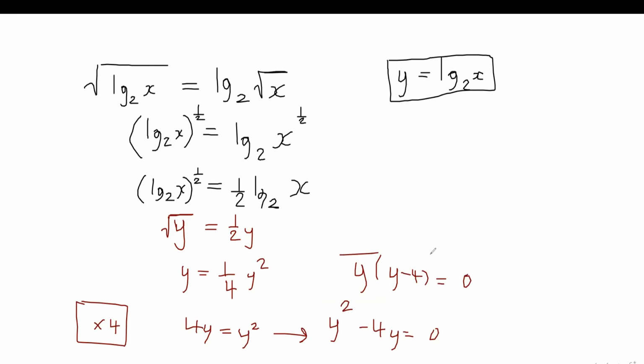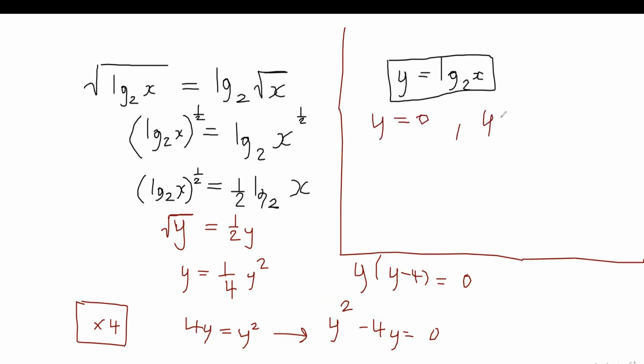Yeah, man. And then it turns into a baby equation, because now either y equals 0 or y equals 4, right? Yes, sir. But then what was y? y was log to base 2 of x. So log to base 2 of x is 0 or log to base 2 of x is 4.